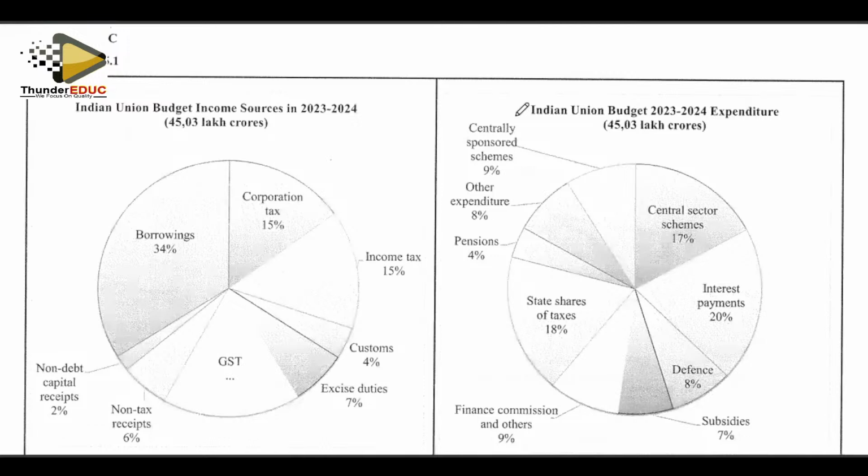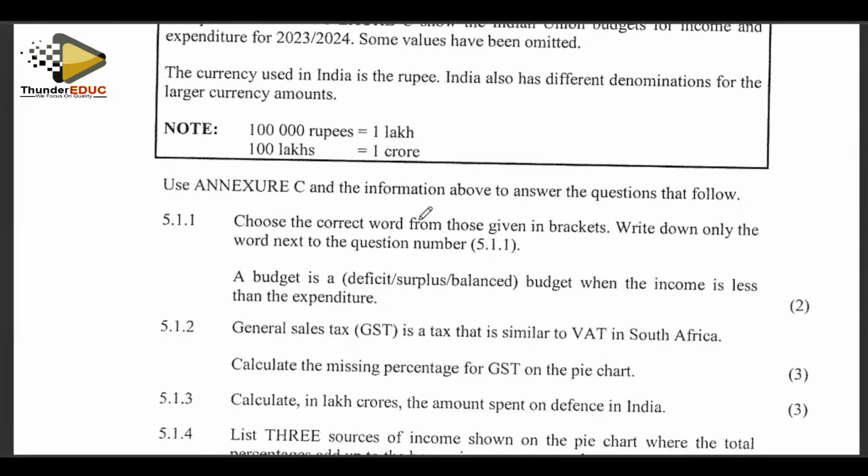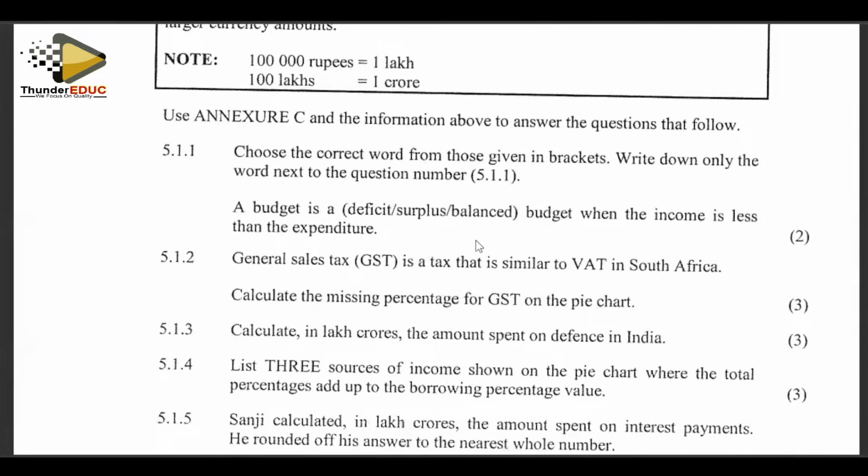Annexure C 5.1. Okay, we look at that and see. So they're telling us, choose the correct word from the given in bracket. Write down only the word next to the question number. What do they mean? You are supposed to only write, in your answer sheet, 1.5, then the word there. So a budget is a dash: deficit, surplus, balanced budget.